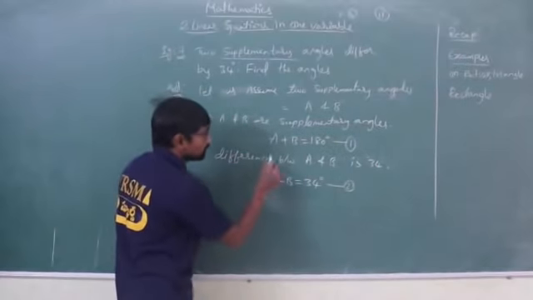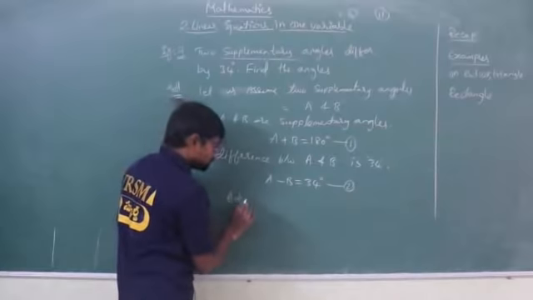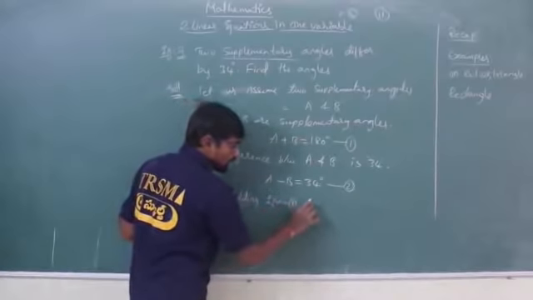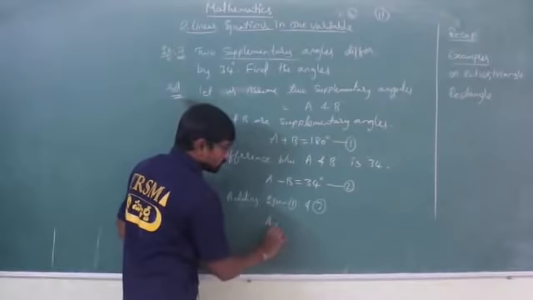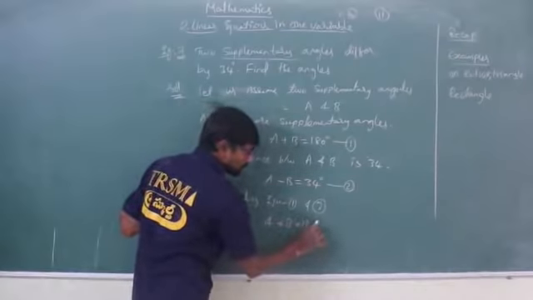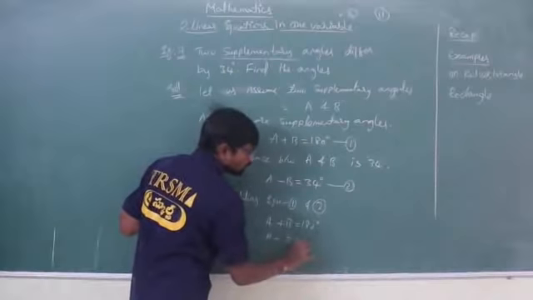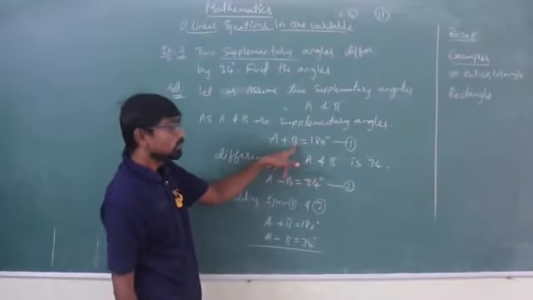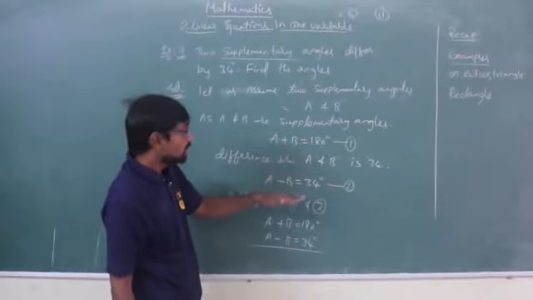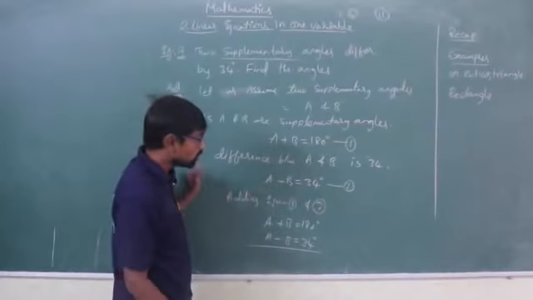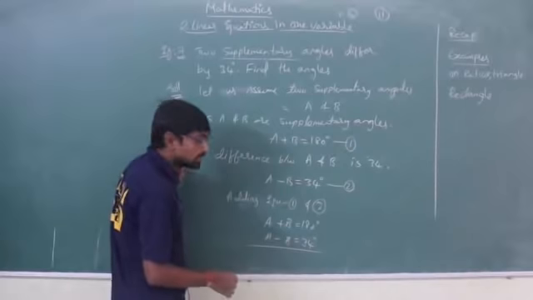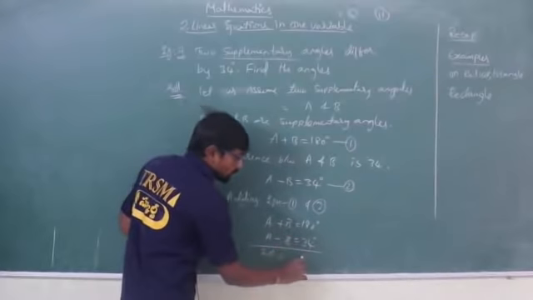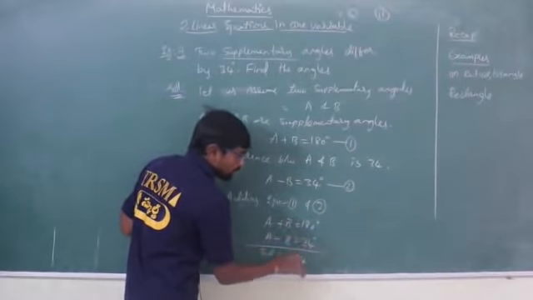Okay, so how will I do it? Directly I will add. So adding equation 1 and 2: A plus B equals 180 degrees. Similarly, A minus B is equal to 34 degrees. Why am I adding? Because in equation 1, B is positive and here B is negative. So if I add both, plus B minus B will become 0, isn't it? So A plus A, 2A, I will be getting 180 plus 34.